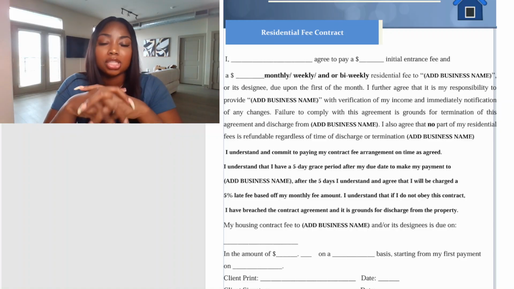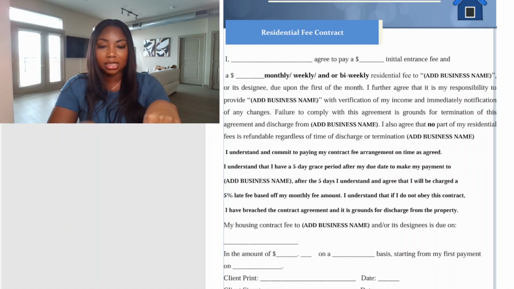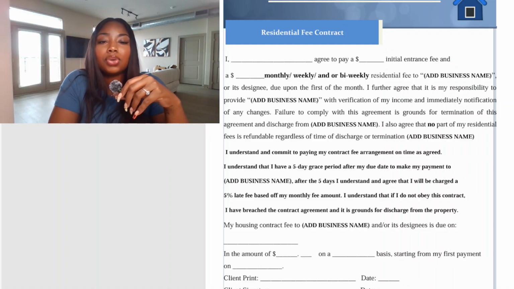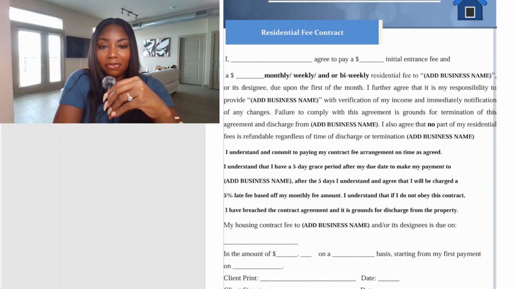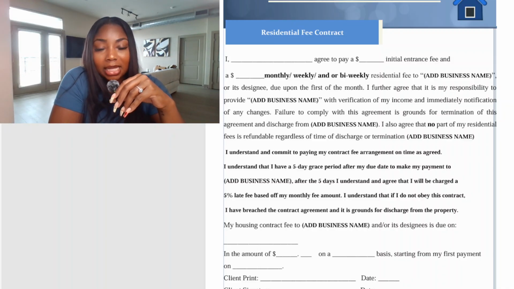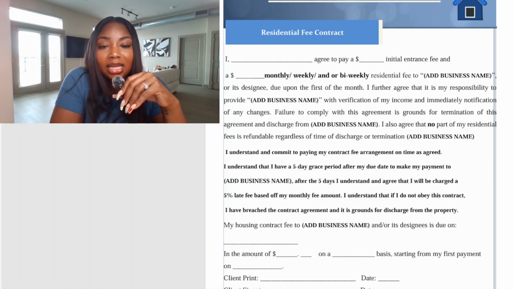So instead of using words like security deposit, you can use words like entry fee, which is a one-time fee. It's just like a security deposit, but we don't identify it as that. You can identify it as an entry fee or a community fee.